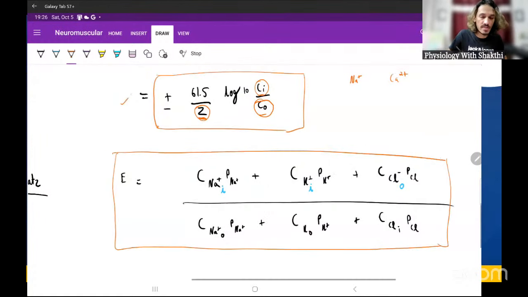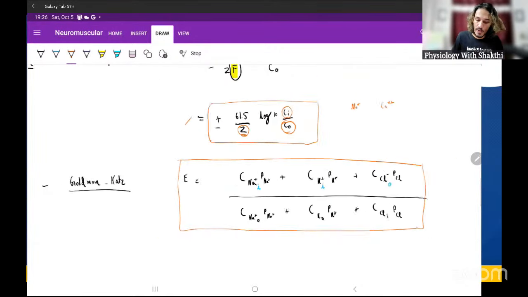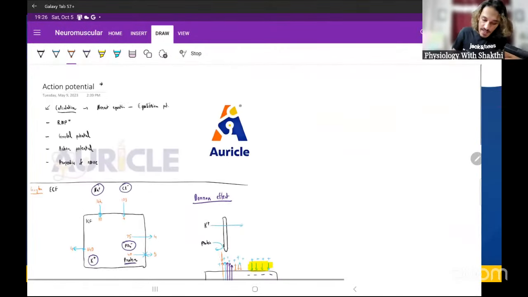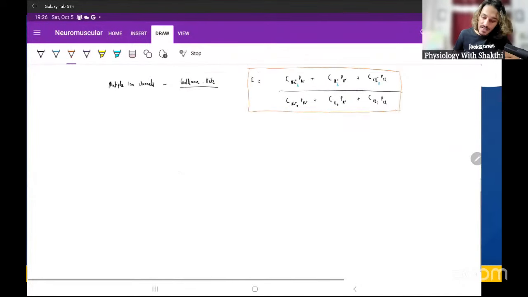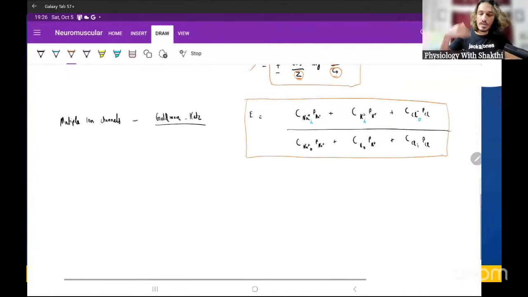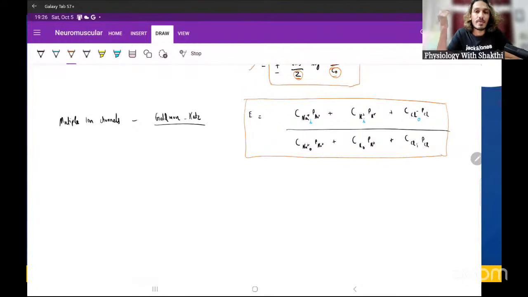Only this will be used. But if a question of equilibrium potential and all is coming, then you might need to mention this equation. That's why I'm giving it to you. Okay. So with that, we understood what is an equilibrium potential. This concept is very important in order to understand whatever we're talking about in the future.